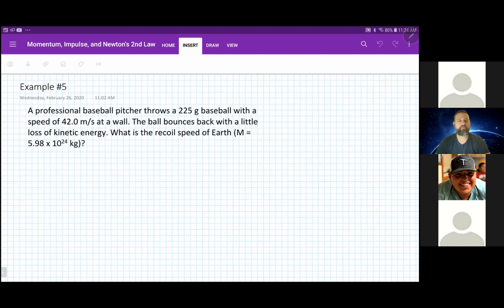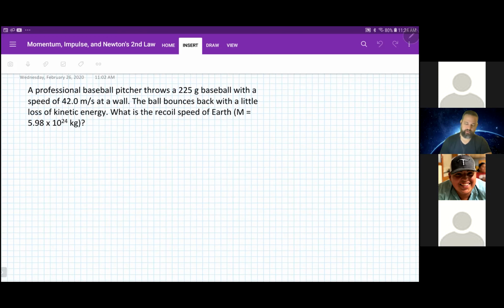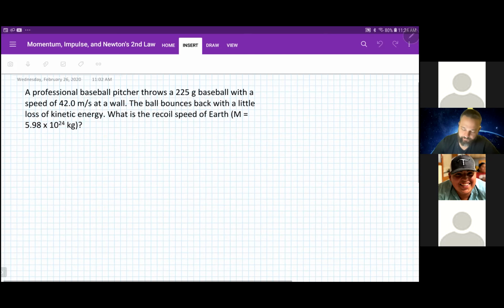Here we have example 5. A professional baseball pitcher throws a 225-gram baseball with a speed of 42 meters per second at a wall. The ball bounces back with a little loss of kinetic energy, very little. It says a little bit of loss so that we can assume an elastic collision. What is the recoil speed of Earth, if the mass of the Earth is 5.98 times 10 to the 24th kilograms? So this is the type of thing we're looking for, to find out if it's an elastic collision.